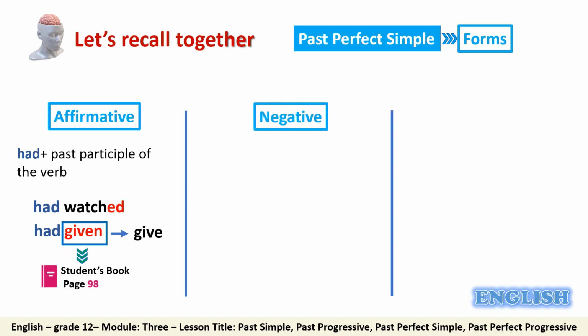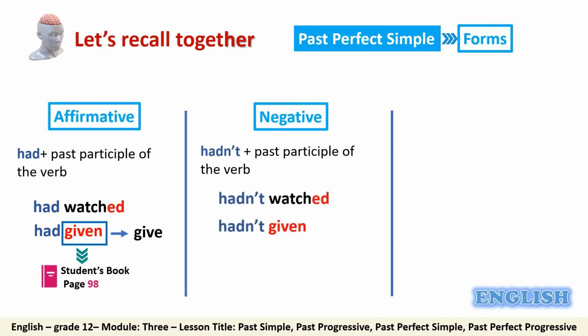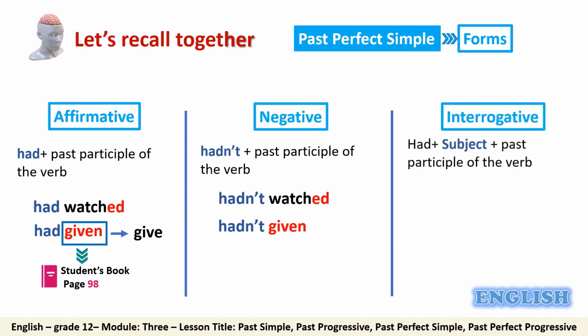As for the negative form, it is made by using hadn't and the past participle of the verb. For example, hadn't watched and hadn't given. Finally, the interrogative form is made by using had plus the subject plus the past participle of the verb, like had he traveled, had they given.